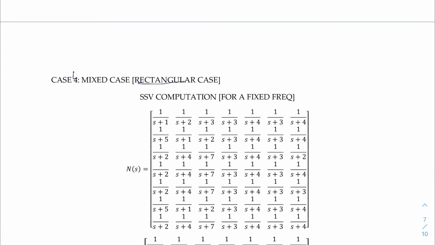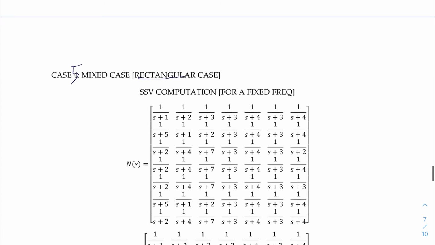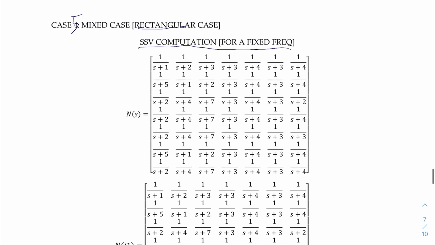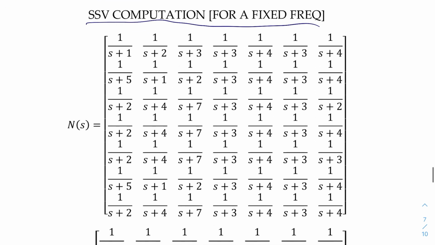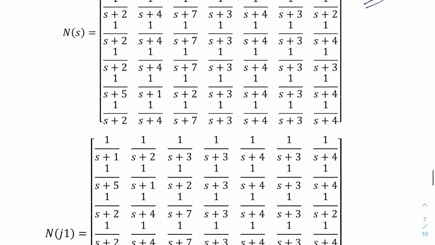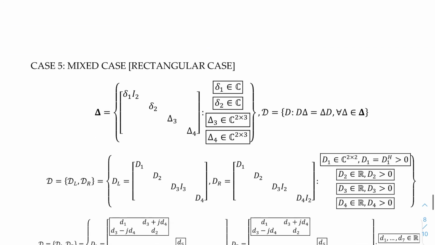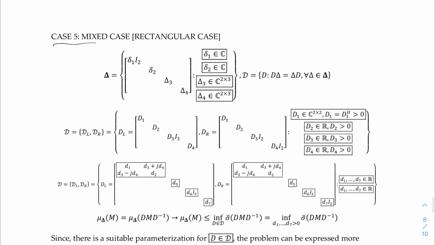It says, yeah, that should, right? Case 5. Okay, now SSV computation for a fixed frequency, right? And this is a 7 by 7 transfer function, and for a given specific function I just wrote it like this, right? Okay, so it's like case 5.